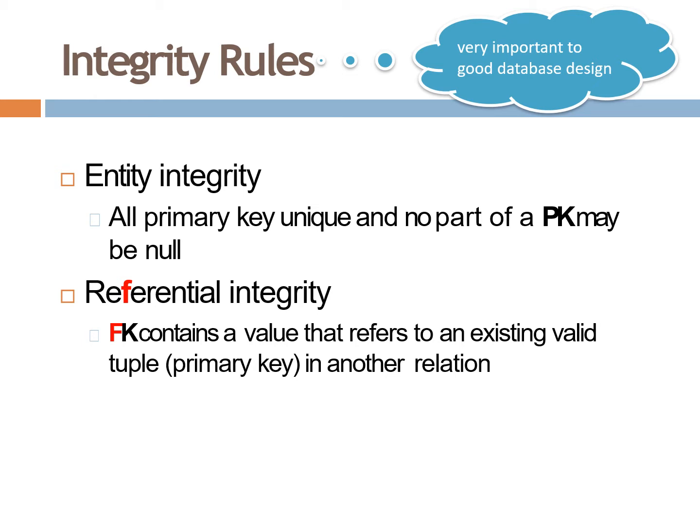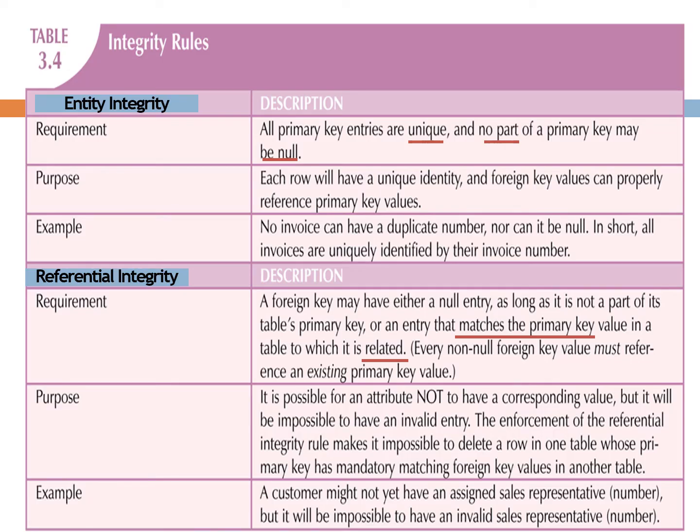And then referential integrity involves foreign key. If you have read what a foreign key is, it is the primary key of the related table. So it mentioned there that FK contains a value that refers to an existing valid tuple, where tuple means row or record, in the primary key in another relation. This is the same definition.